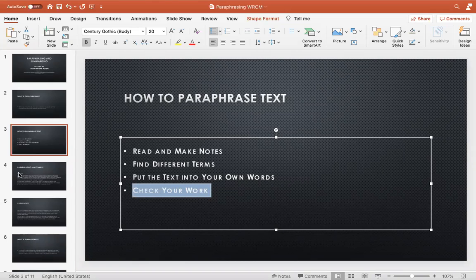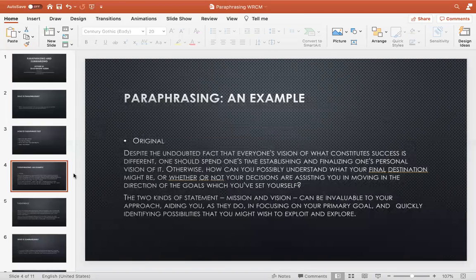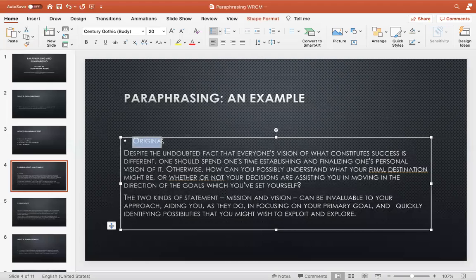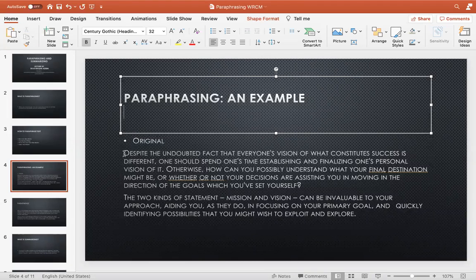All right. Now we move to an example of paraphrasing. So here is the original. You can see it. I'm reading it aloud, and of course, you can read along with me on your own. This is the original paragraph, which we are supposed to paraphrase.